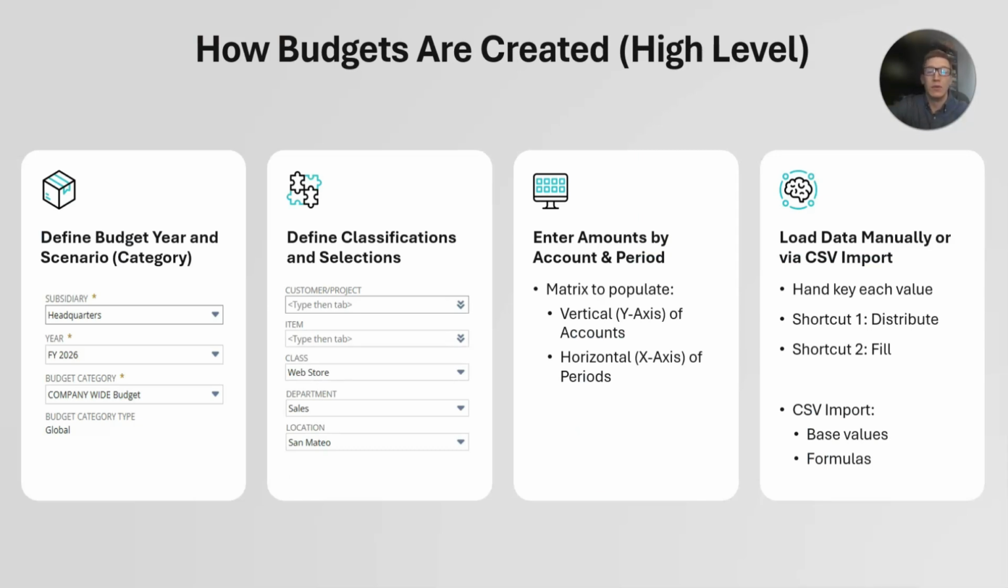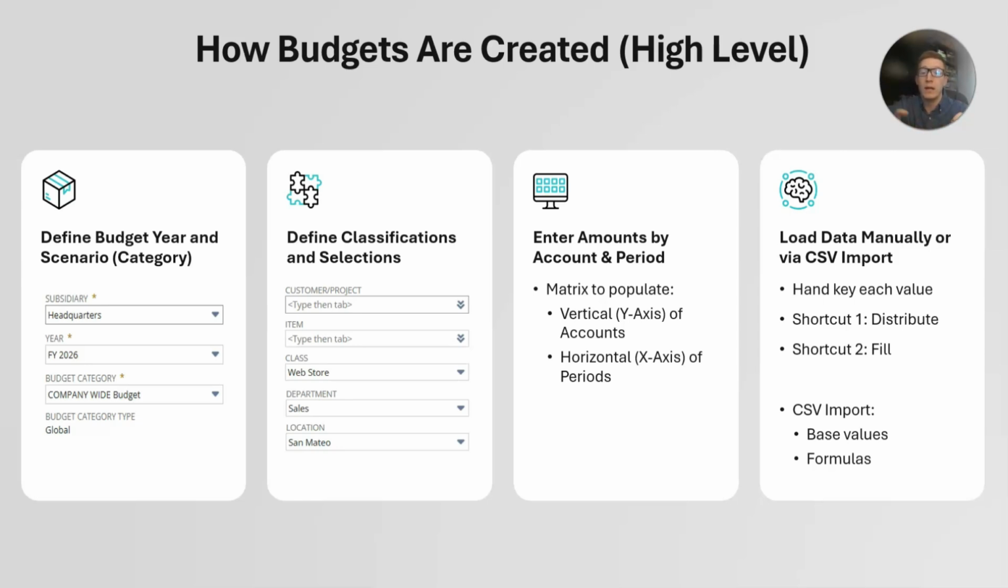At a high level, I will demo these same steps in just a moment, but we have to complete 3 steps to create a budget. 1, we have to pick our subsidiary, our budget year, and our budget category. Remember, that's our predefined scenario for this budget. 2, we have to pick any classifications or selections for this budget. Remember, that's customer/project, item, and more commonly, class, department, and/or location.